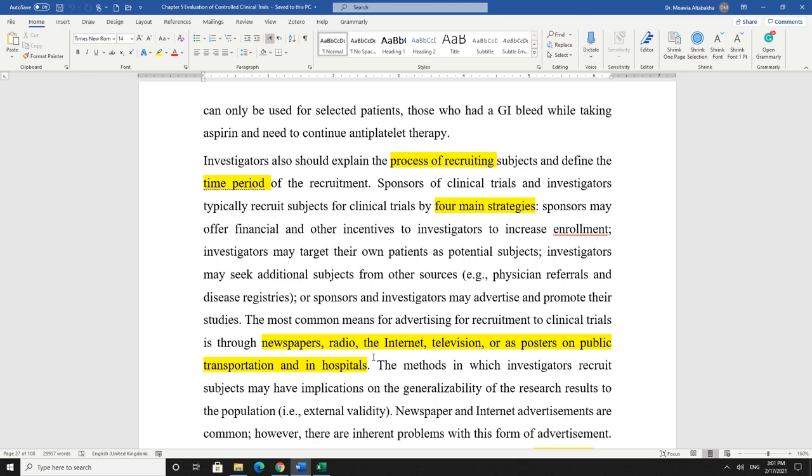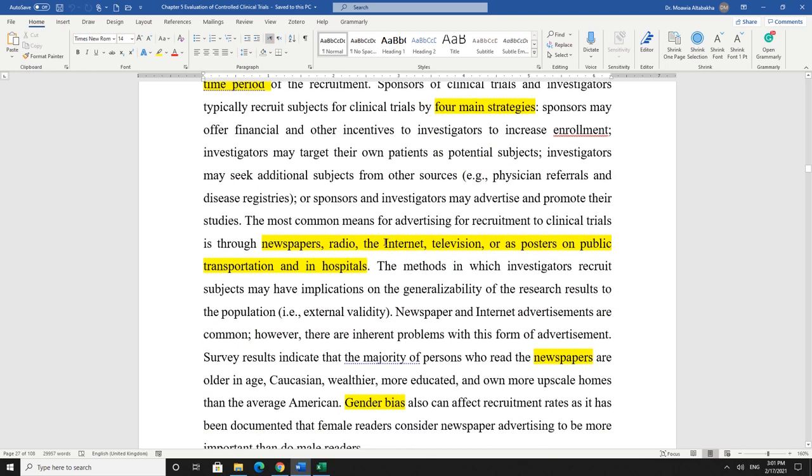But you have to be careful regarding recruitment using some of these media, okay? For example, if you advertise on the internet, you don't expect someone who's 80 years of age to go to the internet and search for such a clinical trial, okay? And actually they found that people who use the internet are younger in age.